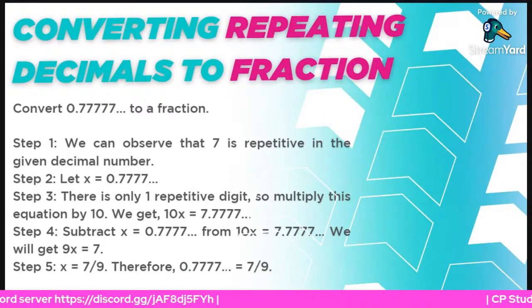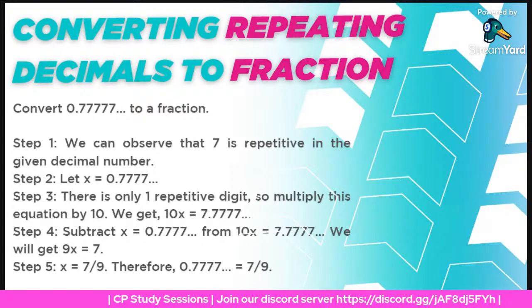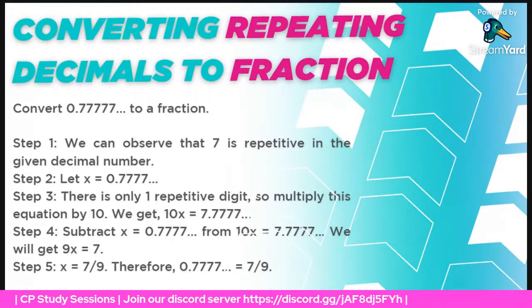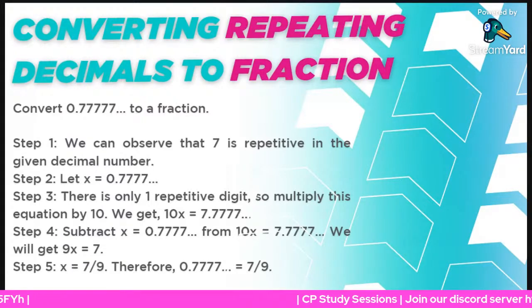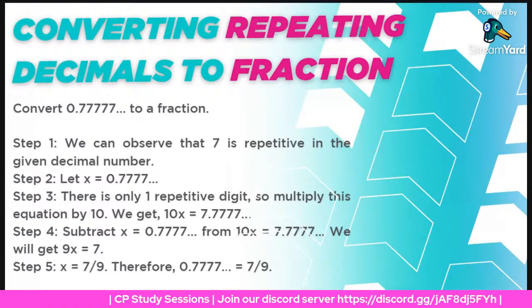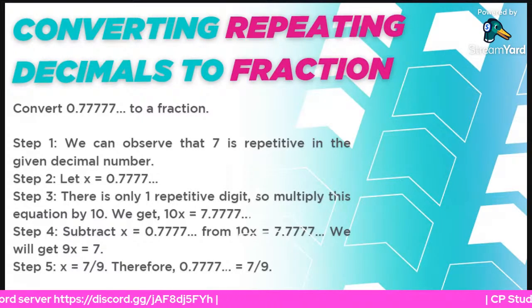Let us convert 0.777 bar to a fraction. So step 1, we can observe that 7 is repetitive in the given decimal number. So let x be 0.7777 bar. So step 3, there's only one repetitive digit, so multiply this equation by 10. So nakabase kung ilang digits ang i-multiply natin. So when we get 10x is equal to 7.777 bar.